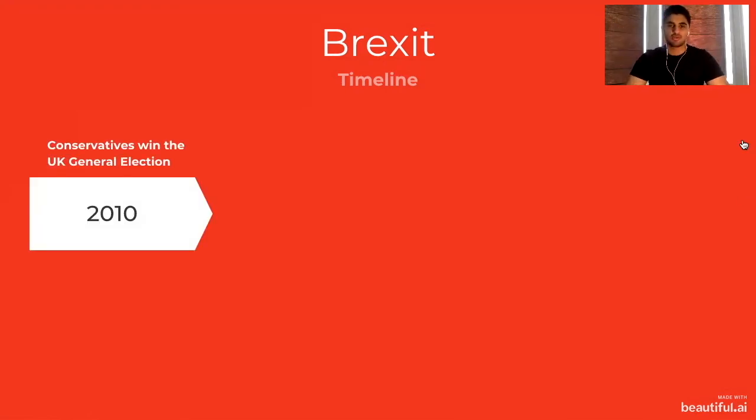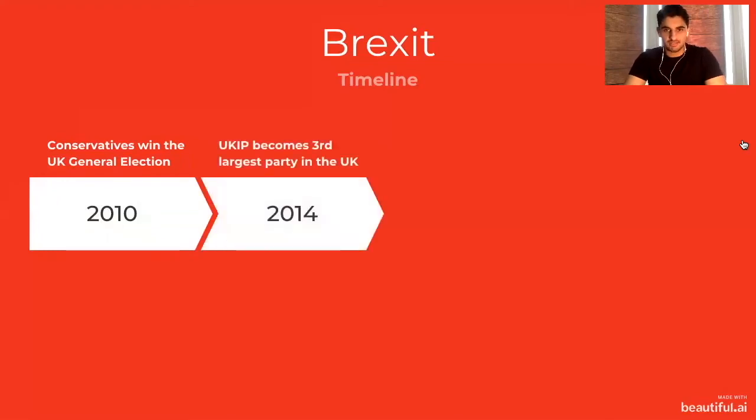Now, this timeline could have spanned way back to Britain's accession into the EU in the 1980s, but where I'm going to start is in 2010. That was when the Conservatives, a slightly more Eurosceptic party than the Labour Party, won the UK general election. In 2014, momentum began to grow for UKIP, the Eurosceptic party in the UK, a party whose main policy was Britain's exit from the European Union.